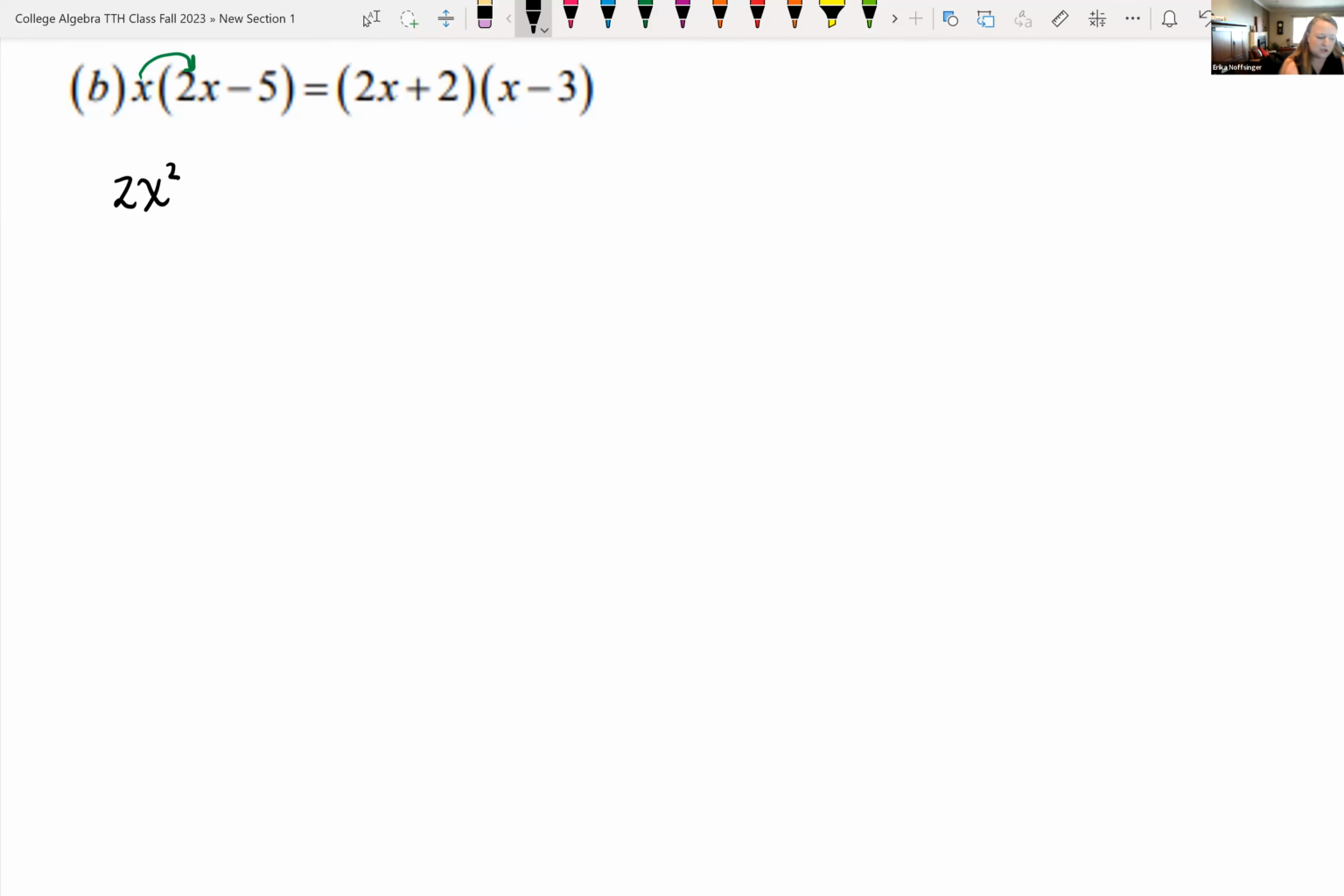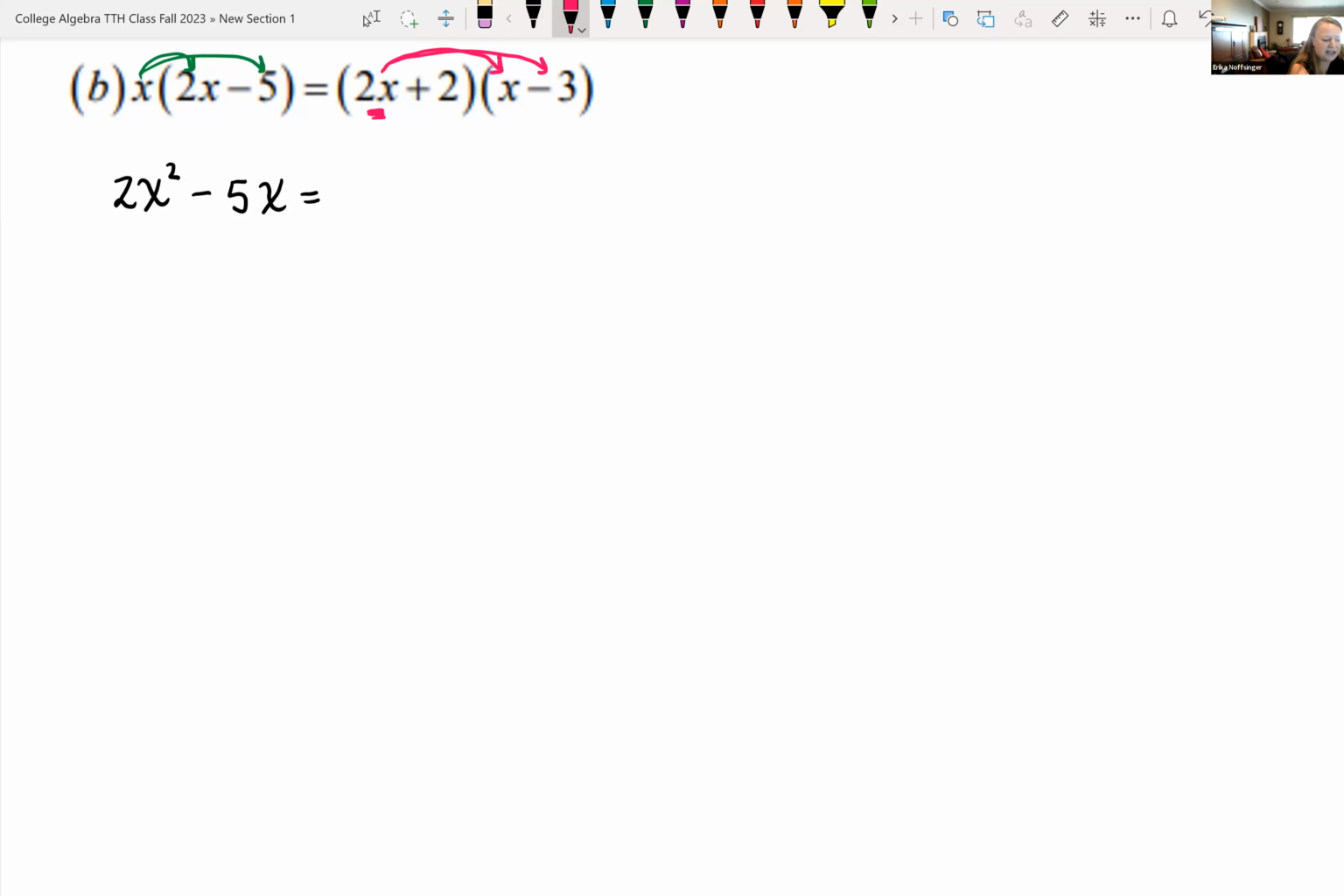X times x is x squared. And then I have x times a negative 5, so this gives me minus 5x. This is equal to a binomial times a binomial, meaning I have something with 2 terms times something with 2 terms. When you have a binomial, you have to take each term in the first parentheses and distribute it to each term in the second parentheses.